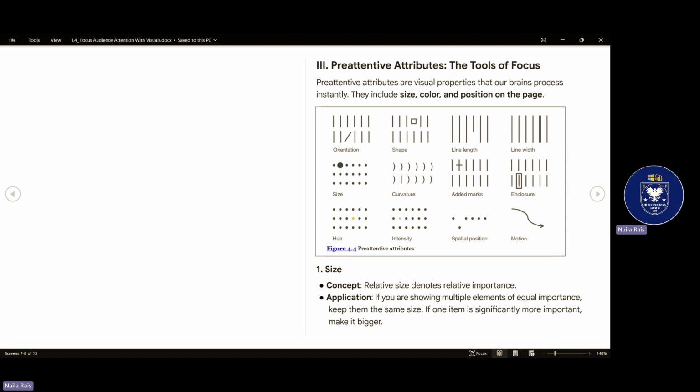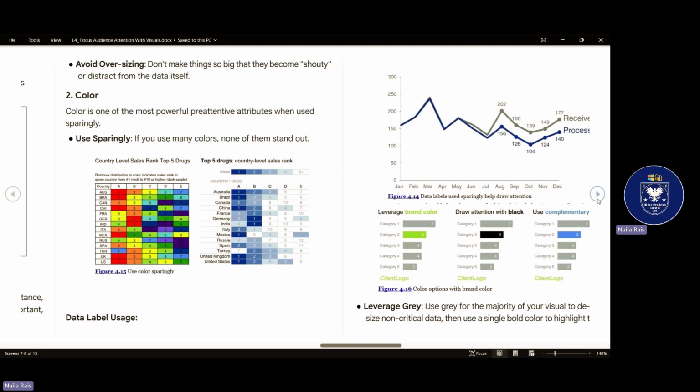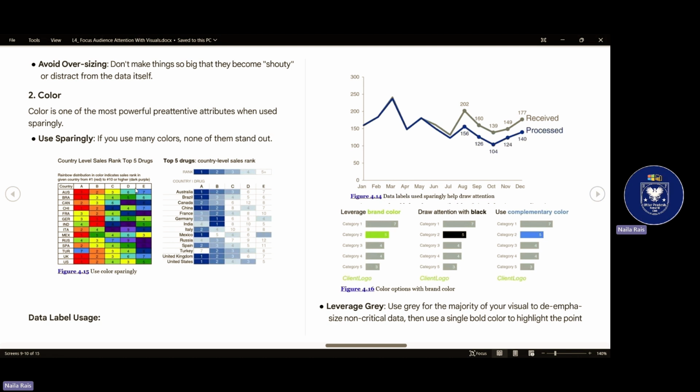Here we are talking about the concept of size, that relative size denotes relative importance. If we are showing multiple elements of equal importance, we can keep them at the same size and make the other ones significantly bigger. But we need to remember one thing: we don't make this thing so big that it becomes shouty, distracting, or aggressive.